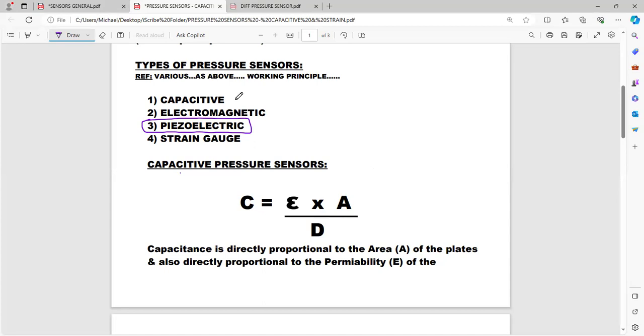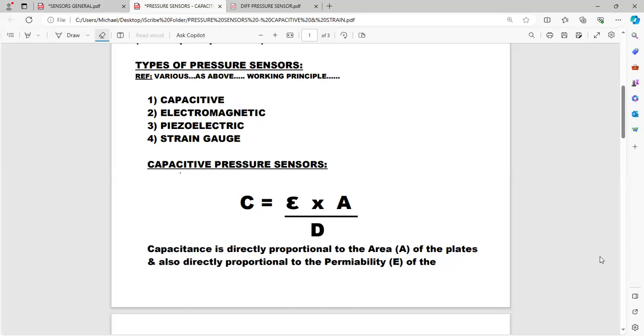The capacitive type is used on board, but nowadays they are more or less done away with. You will still find it on some old ships. But the electromagnetic and the strain gauge type, yes, still used. So please remember the piezoelectric type of pressure sensor is not used on board. And when we come to that, we will see the reason why. Okay, so let's take the very first one, the capacitive type of pressure sensor.